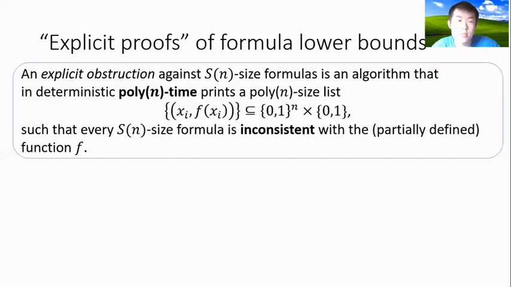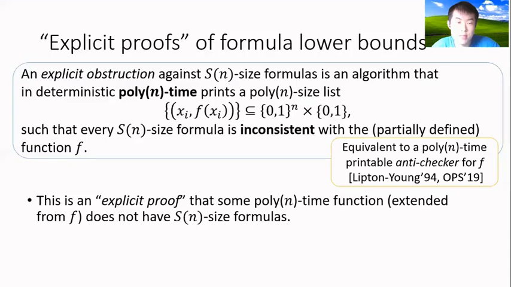An explicit obstruction against S of n size formulas is a deterministic poly n time algorithm that can print a list of input-output pairs such that every formula of size at most S of n is inconsistent with at least one of the pairs in the list.